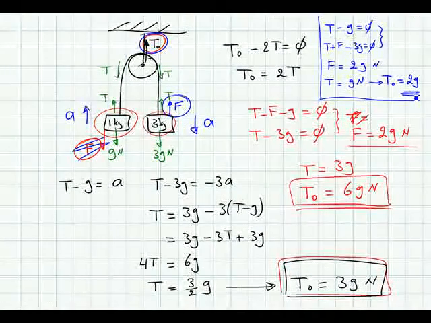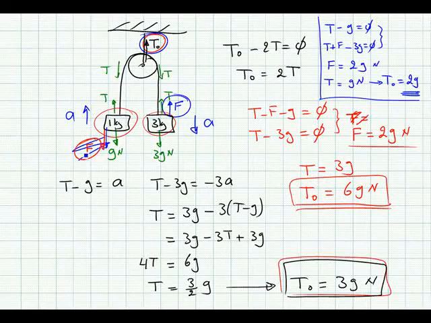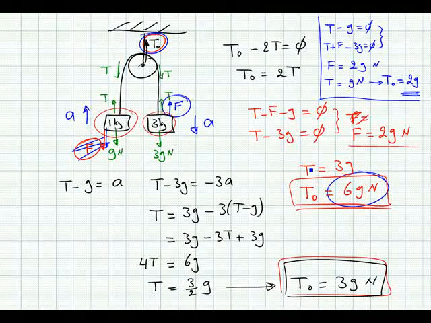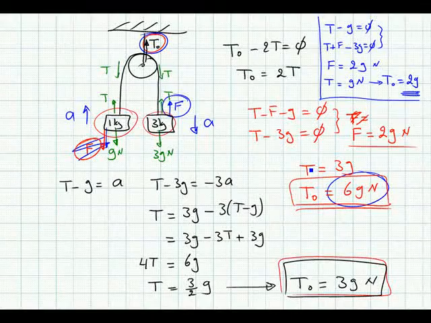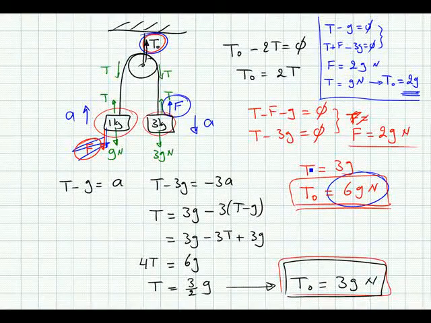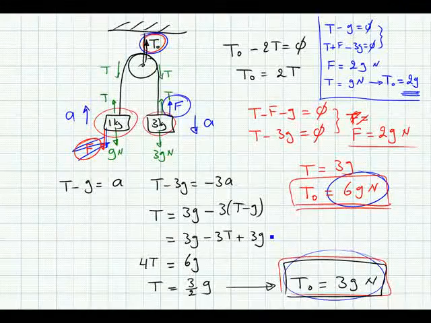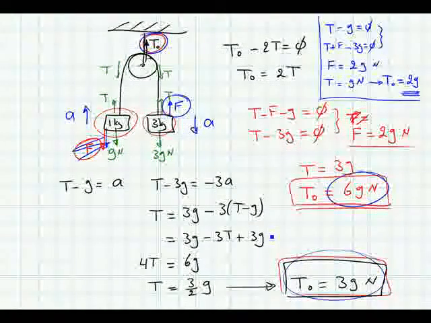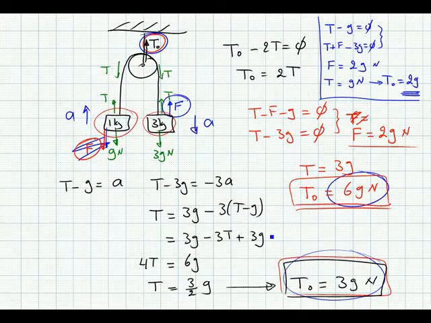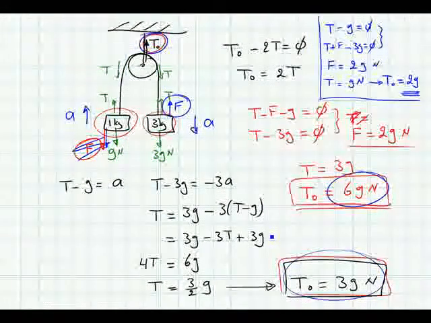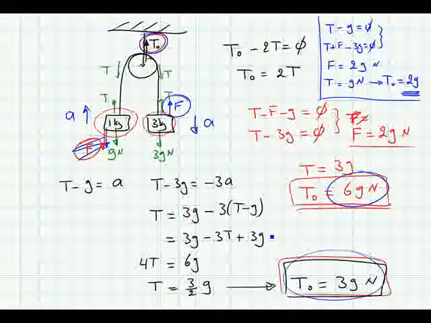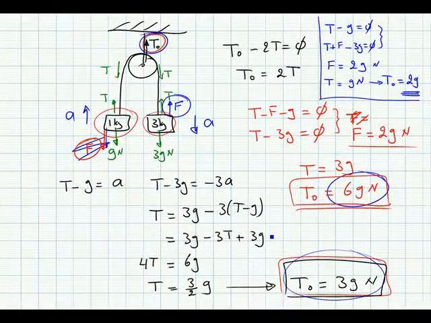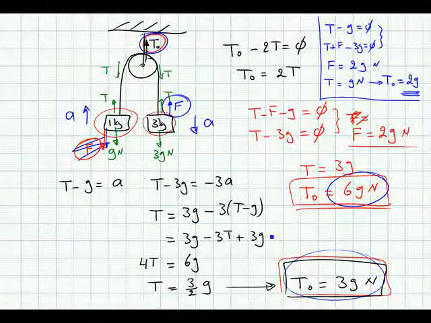If we held the system in equilibrium by applying a downward force onto the 1 kilogram mass, T naught would be 6G newtons. And if we let go and let the system do what it does, which is accelerate, then T naught would be 3G newtons. So I wanted to go through these examples to highlight the importance of being systematic in your analysis when you consider acceleration constraints, and in particular systems which are not in equilibrium, which are accelerating.